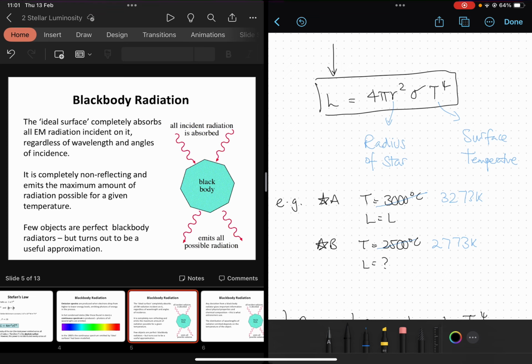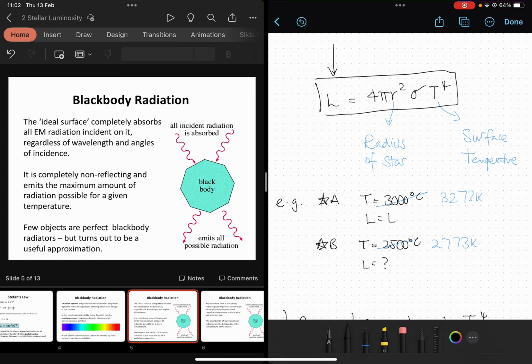Now, the property of a black body is that it absorbs perfectly any radiation that's incident upon it. It doesn't matter what the angle of incidence is, and it doesn't matter what the wavelength or the frequency of that radiation is. In other words, it's a perfect absorber, and therefore it's a perfect emitter. It will emit the maximum amount of radiation possible for a given temperature of object.